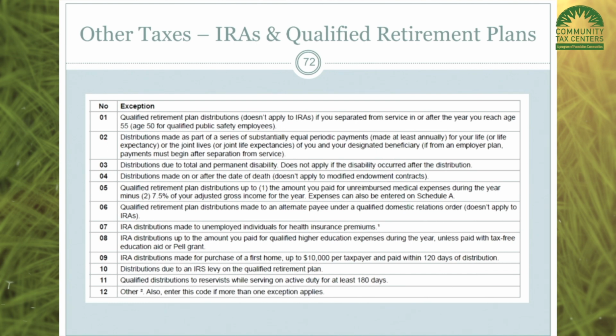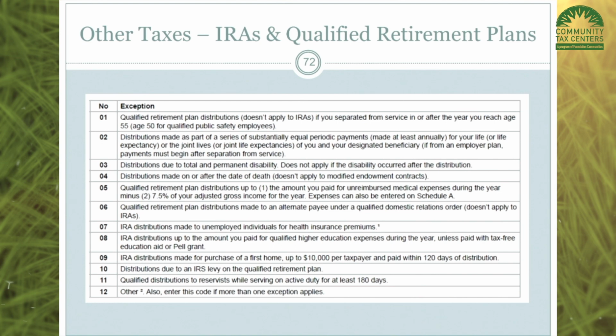Distributions made as part of a series of substantially equal periodic payments over your life or the joint lives of you and your designated beneficiaries. Distributions due to total and permanent disability. Distributions made on or after date of death. Qualified retirement plan distributions up to the amount you pay for unreimbursed medical expenses during the year minus the 7.5% of your adjusted gross income. Qualified retirement plan distributions made to an alternate payee under a qualified domestic relations order. IRA distributions made to unemployed individuals for health insurance premiums.